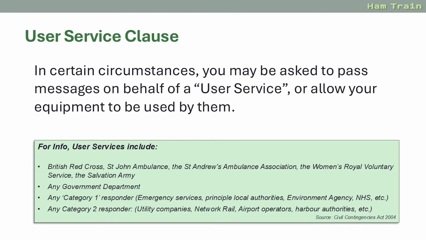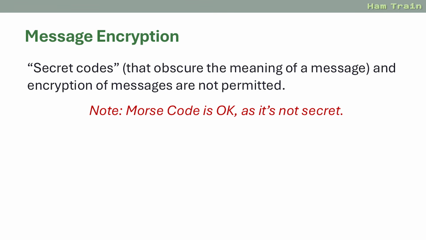So who are the user services? You don't need to know for the exam, but for your information, these are Category 1 responders, such as the police, ambulance, fire, coast guard, etc., principal local authorities, the Environment Agency, the NHS. Also the British Red Cross, St John Ambulance, the St Andrews Ambulance Association, the WRVS and the Salvation Army, as well as any government department and any Category 2 responder, for example utility companies, Network Rail, airport operators and harbour authorities.